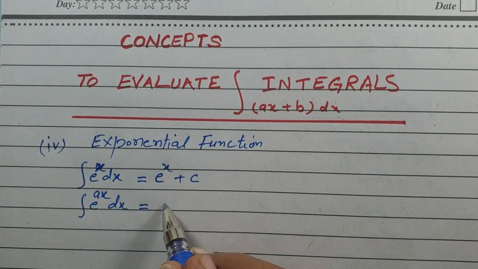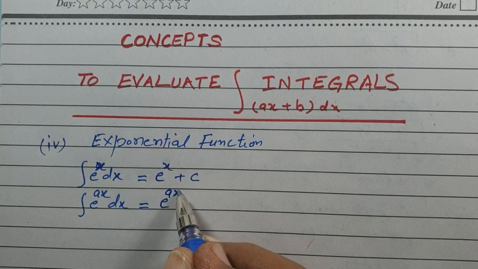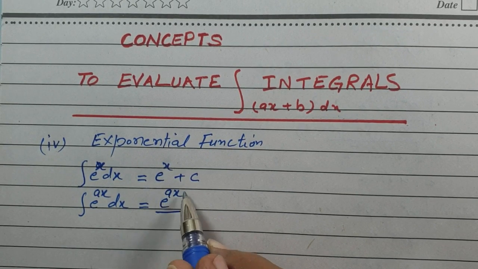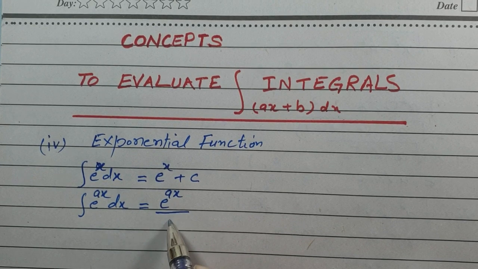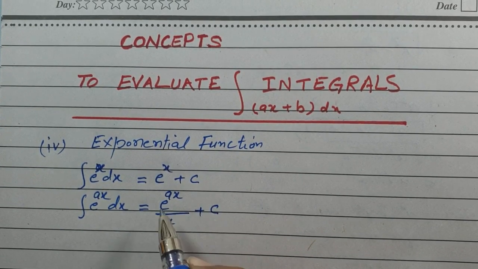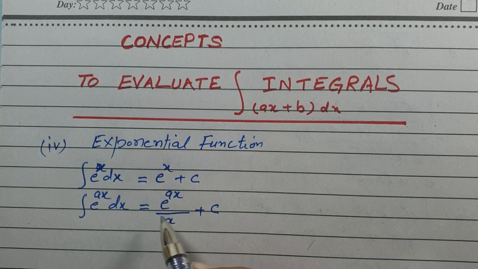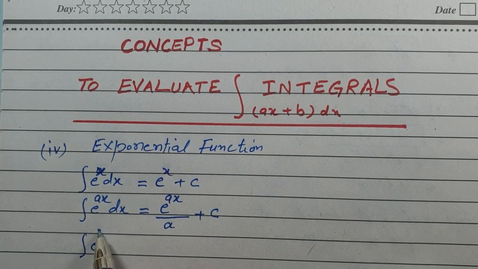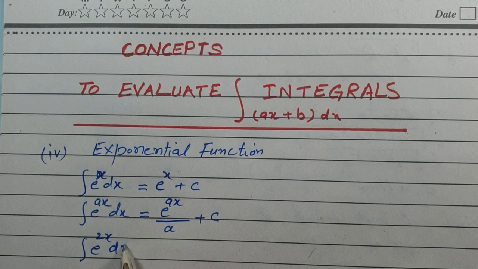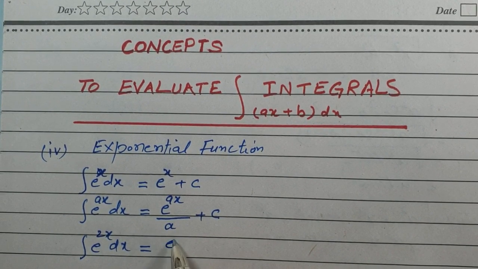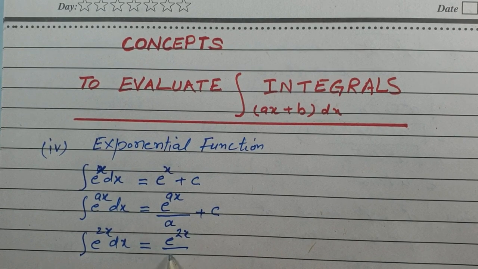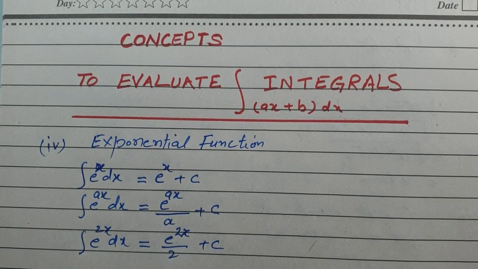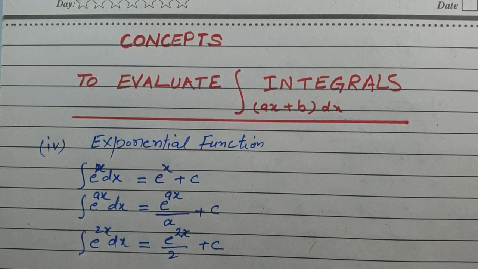Its integral will be the same, e raised to power ax, but we shall divide it by the derivative of this function, ax, the derivative of which is a. Here it is, plus c. If it is 5, then we shall divide e raised to 5x by 5. Like this, e raised to power 2x. To make it more clear, the result will be e raised to power 2x by 2 plus c. This is the concept for the exponential function to be evaluated in integrals.